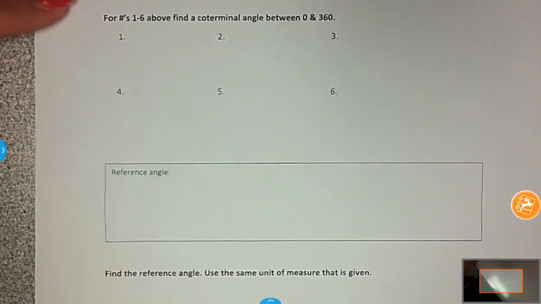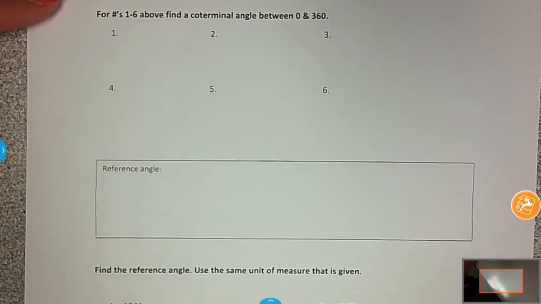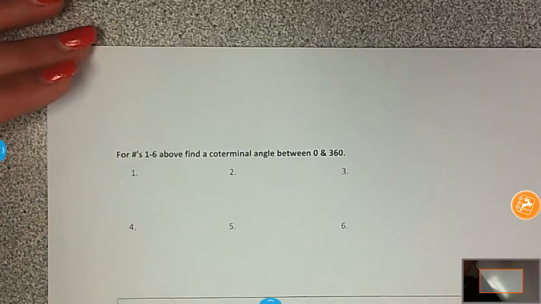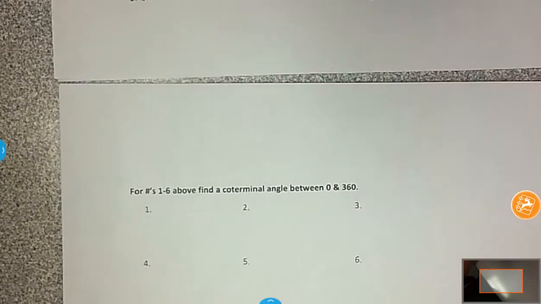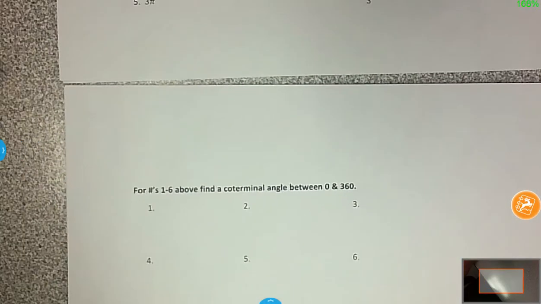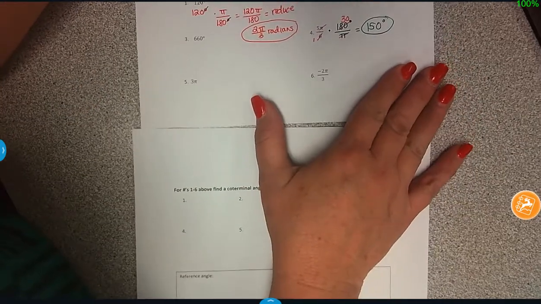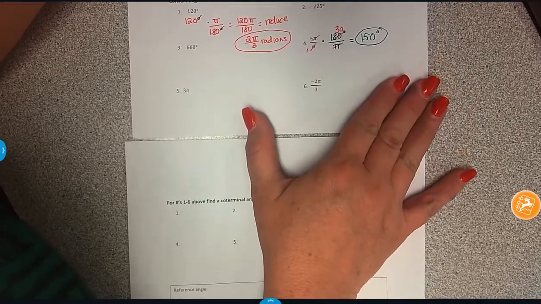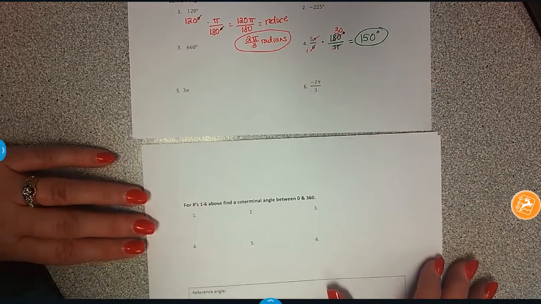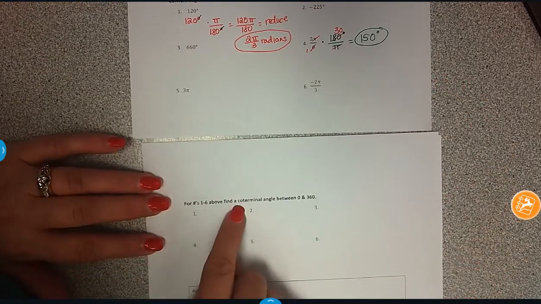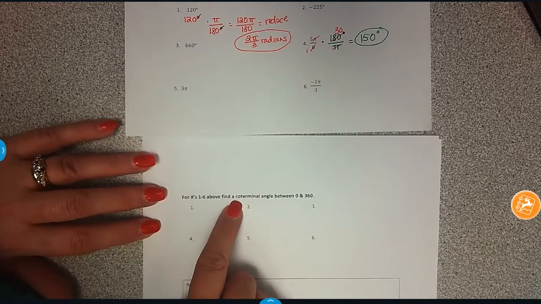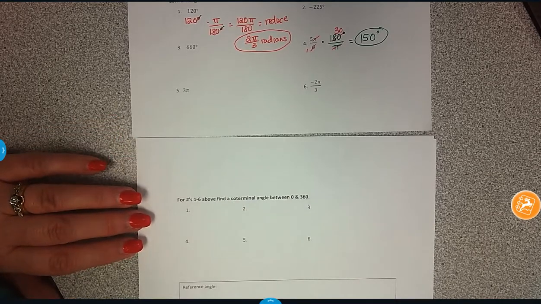All right, so the next ones actually tie into the last page. Should have put these on the same page, but it wouldn't fit. Let me see if I can zoom out a little bit. There we go. What we want to do is take each of those angles that are listed there, and we want to find a coterminal that is between 0 and 360.